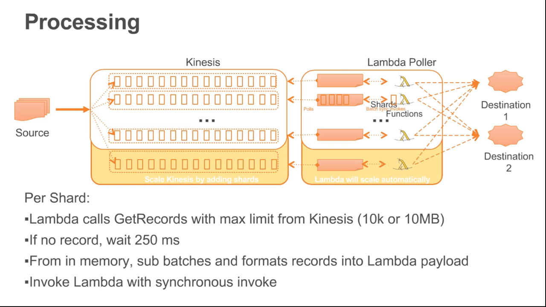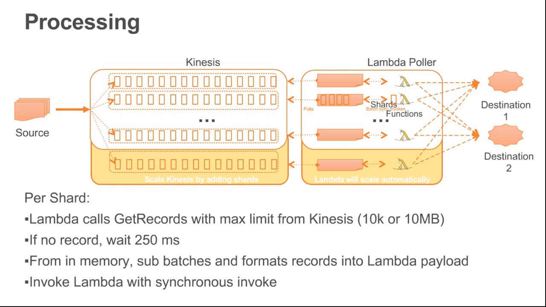So now we'll dig into the details of how Lambda will process from your stream. Really to hammer home the idea that all of this is per shard. So all processing throughput that we'll be describing will be per shard. All the logic is per shard. Lambda calls get records per shard with a max limit from Kinesis. So Kinesis will allow you to have 10K records or 10 megabytes of records in one get records payload.